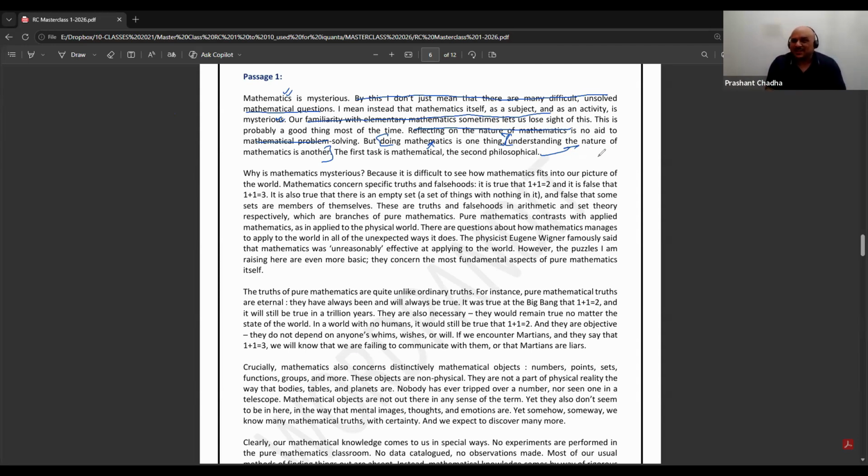So this is what this passage is about. I think if I remember correctly, I took this from Aeon, right? This is an Aeon essay. So now he goes to the second paragraph. Why is mathematics mysterious? Because it is difficult to see how mathematics fits into our world. Important line. Mathematics concerns specific truths and falsehoods. It is true 1 plus 1 is 2. It is false 1 plus 1 is 3. Example not needed.